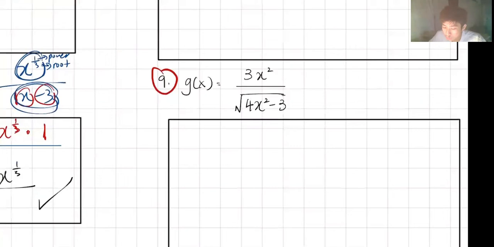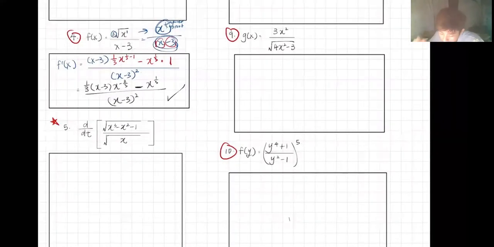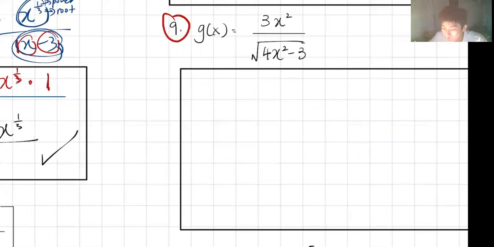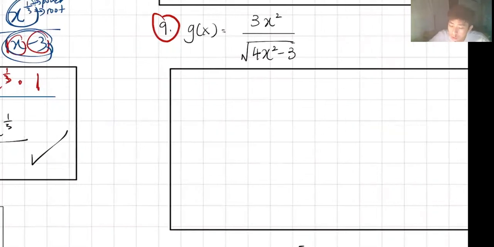Okay, we move on to question G. So how do you do question G now? Same thing, something divided by something. I don't want to see the square root, so I try to change it to index form, to power of something. So in a bracket, don't forget a bracket, 4x squared minus 3 in a bracket, power of half. So I've changed it already.